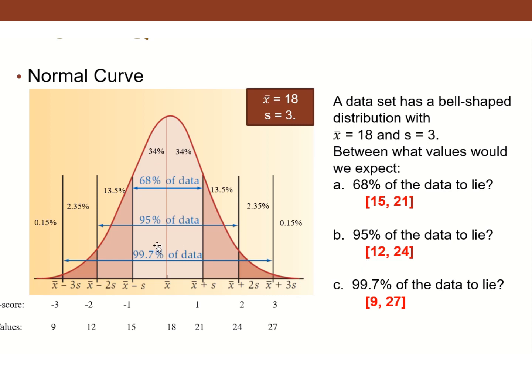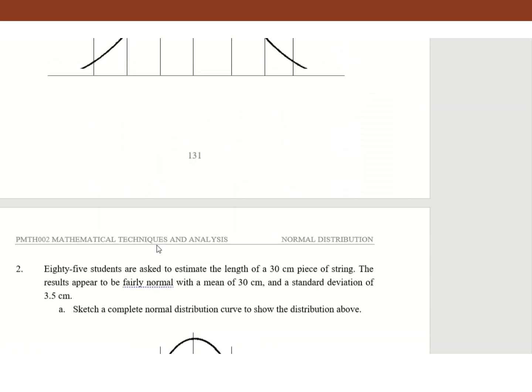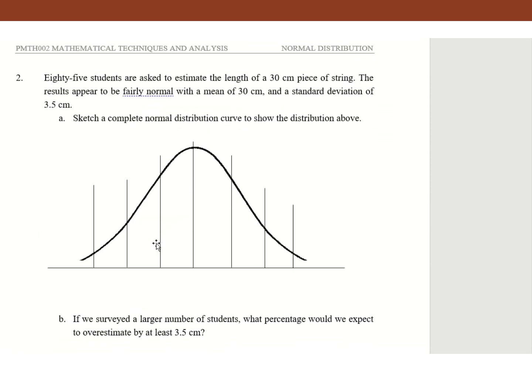All right, so this is quite direct. You should be able to manage this. Okay, question 2. You are asked to estimate the length of a 30 cm piece of string. So the length of the string is actually 30 cm. You're actually estimating. That means you're looking at the string and guessing, oh, it's 45 cm or something like that.